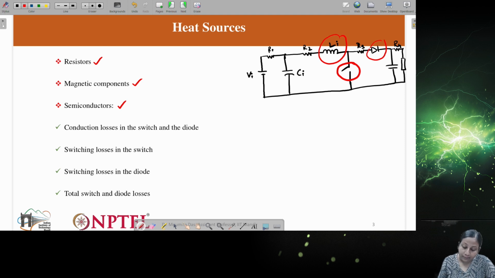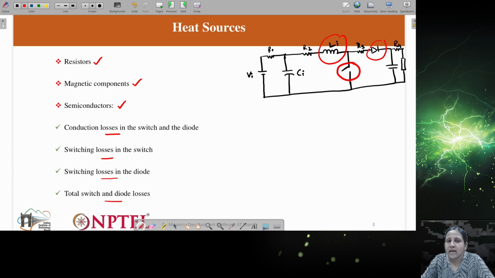So it will have different losses which are conduction losses, switching losses in the switch, and if diodes are there or the body diodes, then the switching losses in the diode, and total switch and diode losses will give the total losses in the semiconductor devices. Again, that will give us idea about the heat generation in the device itself.